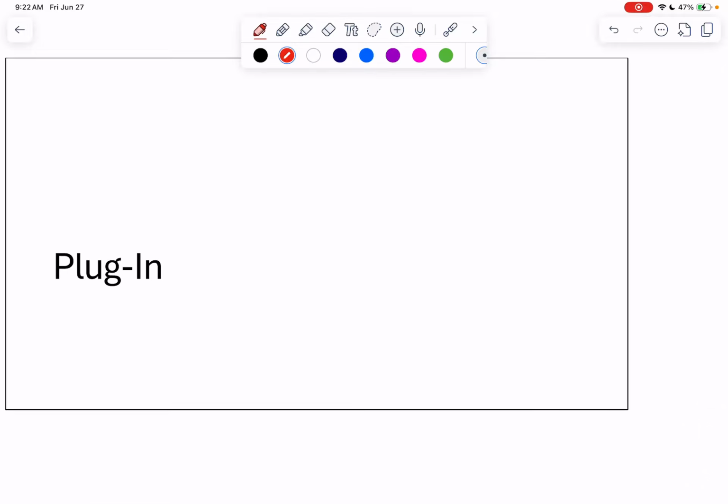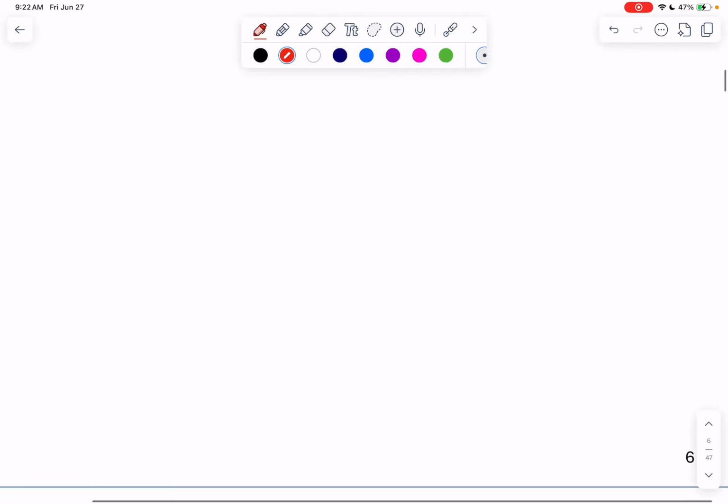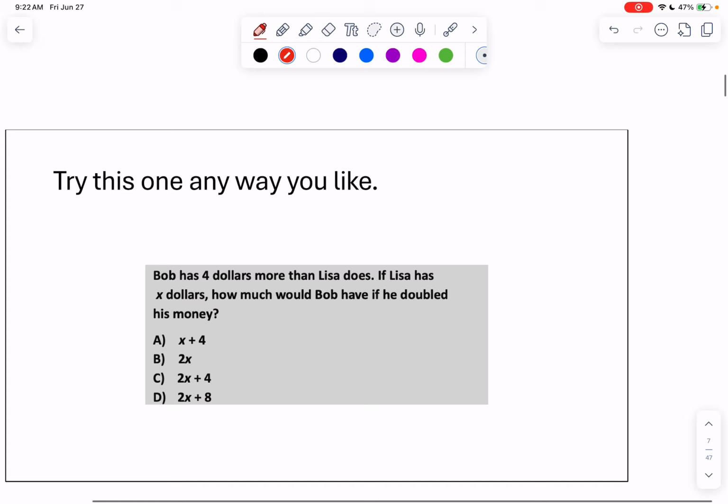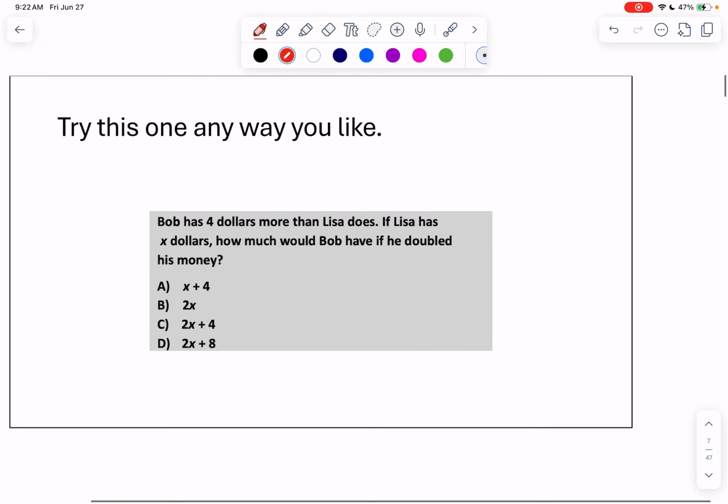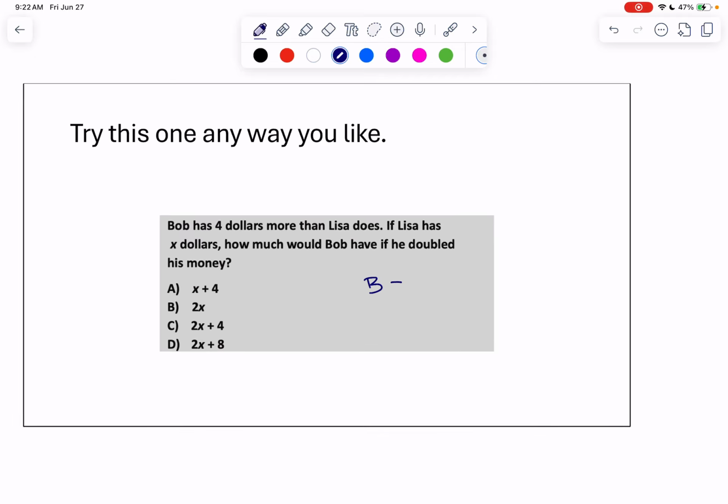Okay, now we're going to work on a skill called plug in. This skill helps you simplify abstract problems by replacing variables with something concrete, real numbers. So let's take a look at this one right here. If we were going to try this algebraically, we might do something like this. Bob has $4 more than Lisa does. So, okay, Bob is whatever Lisa is plus 4.